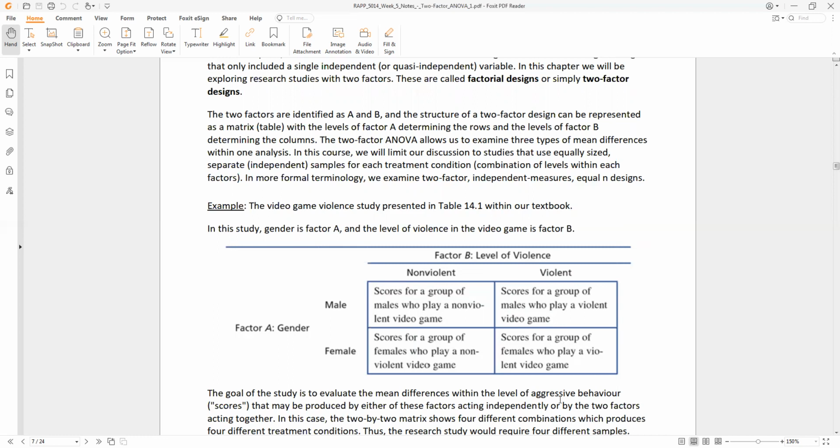So you want to know, does aggressive behavior depend on the violence level of the video game that the people are playing? They can play a non-violent game or a violent game. And does it depend on the gender of the player, male or female? And that's what this example is going to show. So we're seeing, does factor A make a difference? And that's going to be one hypothesis test, right? Either gender makes a difference on aggression scores or it doesn't. And then level of violence, right? Does playing a more violent video game have an effect on aggression scores? Yes or no? Those are going to be the two main things we're testing.